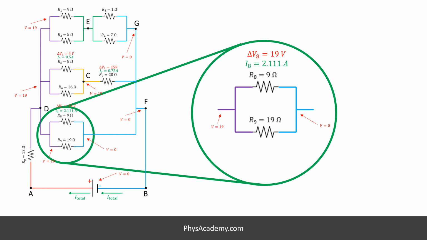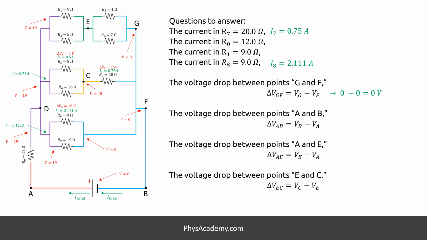Focusing on the bottom branch, where R8 and R9 are, we can see both resistors are between 19 to 0 voltage zones. We can use Ohm's law to calculate I8 as 19 divided by 9, or 2.111 amps. The same process for R9 gives us 19 divided by 19, or 1 amp. These two currents, 2.111 amps and 1 amp, give us the total current of this branch, which is 3.111 amps. Let's update our answer sheet for the current in R8.